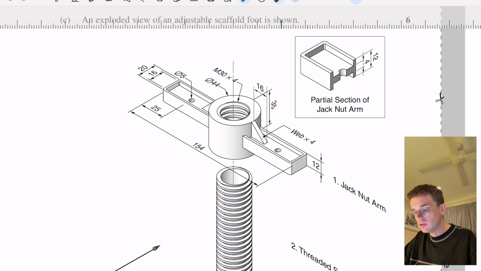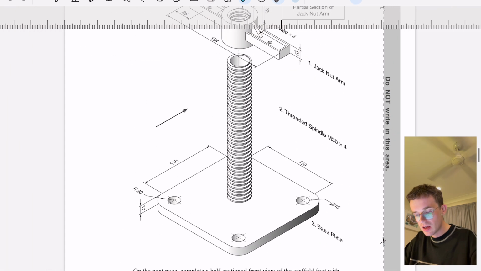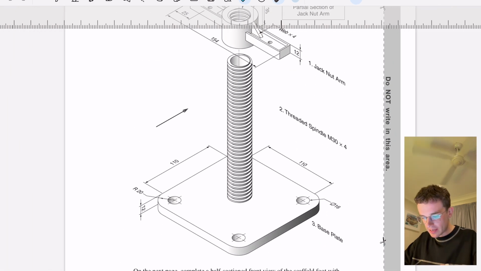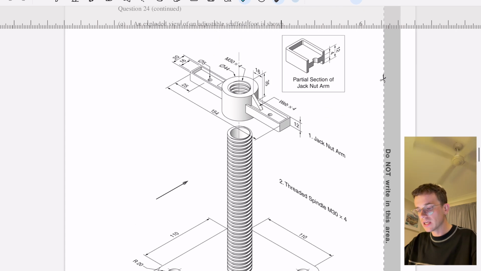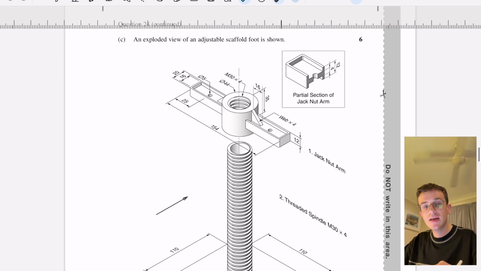So let's actually have a look at what the question is asking of us. We have to, on the next page, complete a half section front view of the scaffold foot with the jack nut arm. The arrow indicates the direction of viewing. Now, as I mentioned in class, this question, the answer is very wrong, and in fact the diagram is wrong as well.